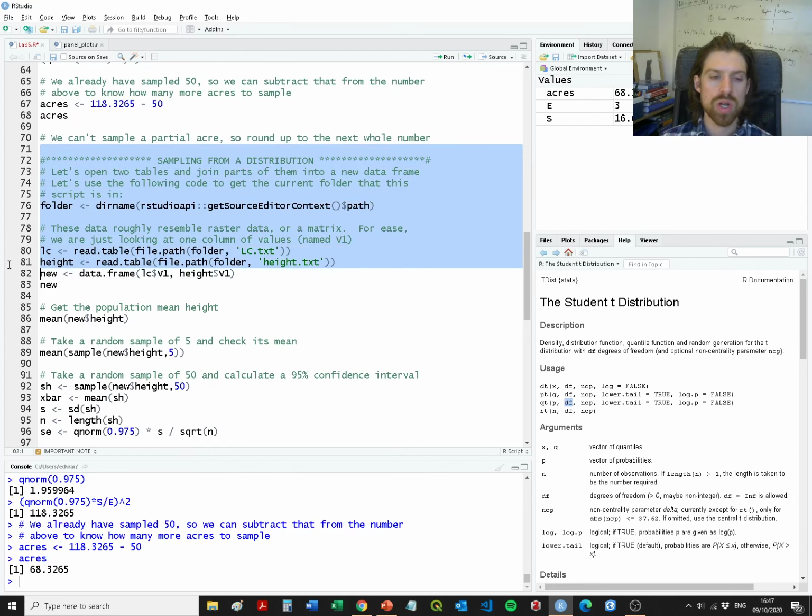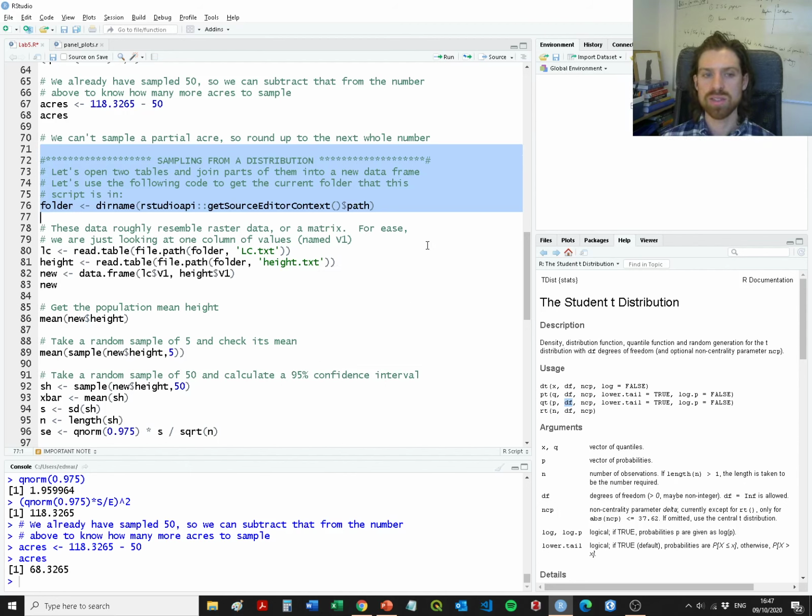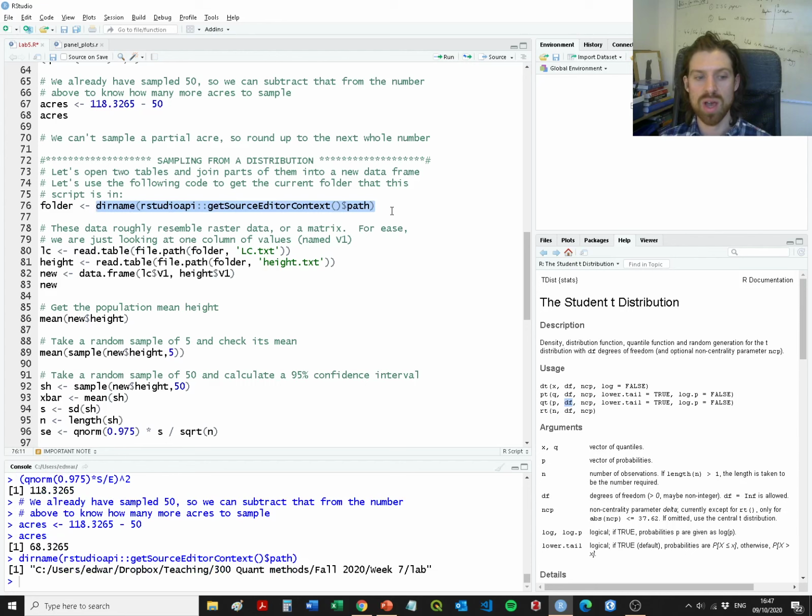Sampling from a distribution. So now you're going to need to import some data into R. Let's just make sure that we've got the path set up to R correctly. We have this relatively intimidating looking piece of code, but remember that this is just Ed's quick one-liner essentially in order to get the folder path which the current script is in. When you run this, it says okay, RStudio API, get me the source of the edit context, which is basically this script, give me the path to it, then take the directory name, and assign that to the value folder.